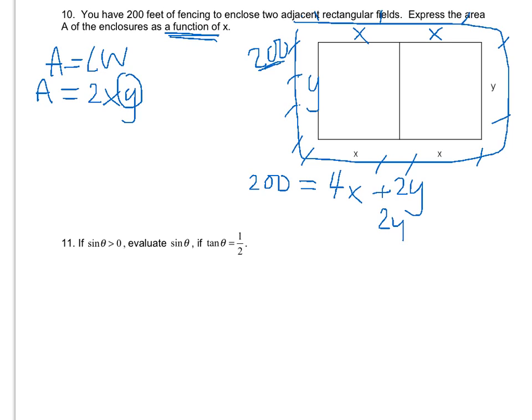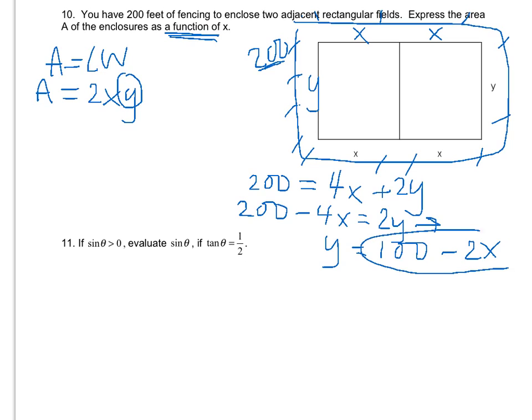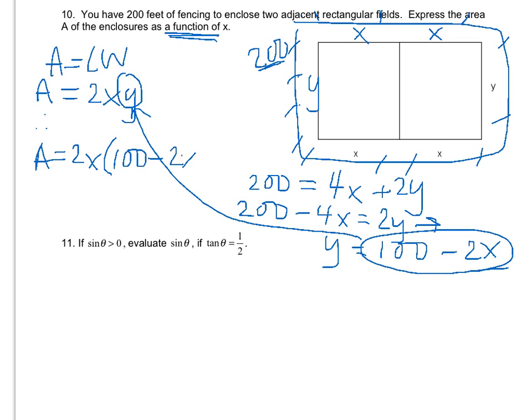You have 2y equals 200 minus 4x. And if you solve for y, you get y equals 100 minus 2x. And you take this value of y and plop it right in there. Therefore, here's my therefore. You'll see me do this a lot. Area equals 2x times the quantity 100 minus 2x. And you've just expressed area as a function of x and only x.